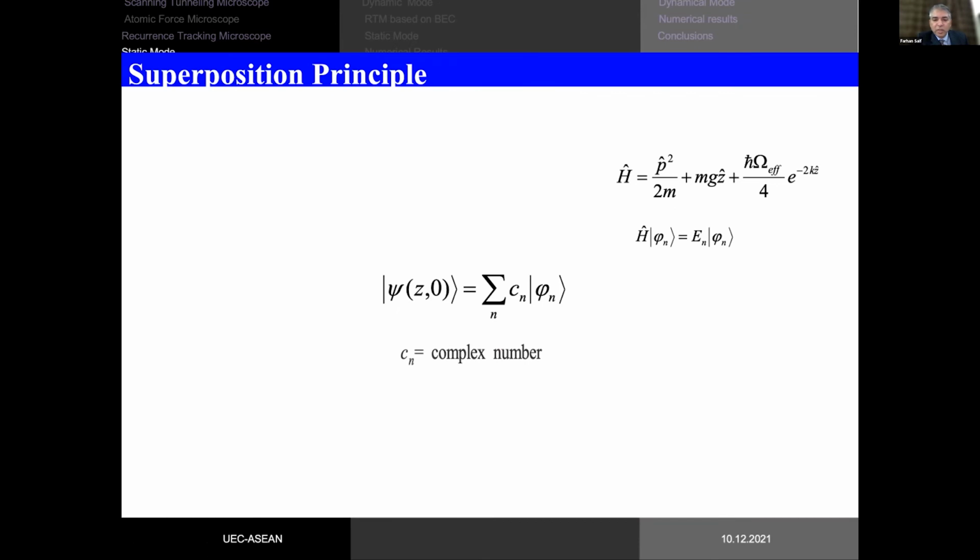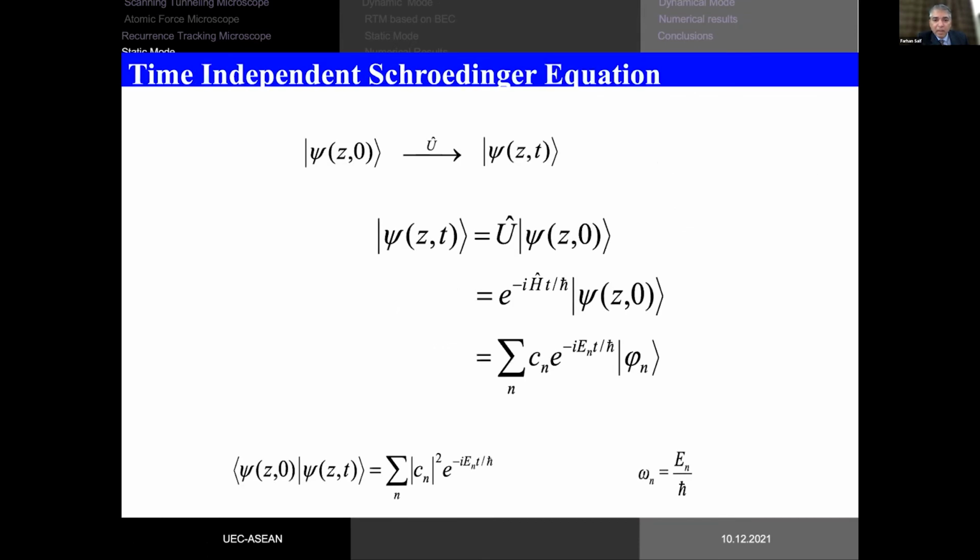This is a very simple mathematical relation, and we can calculate the evolution of the atoms over this optical surface by developing a unitary operator. It's a time evolution operator which takes the initial wave function to any later time t, and we write psi z of t. If we develop the corresponding equations, it's simple.